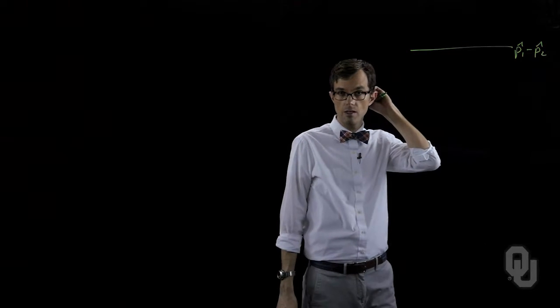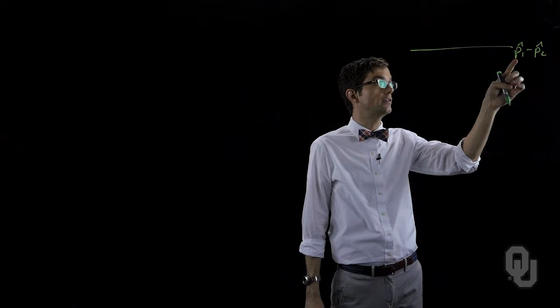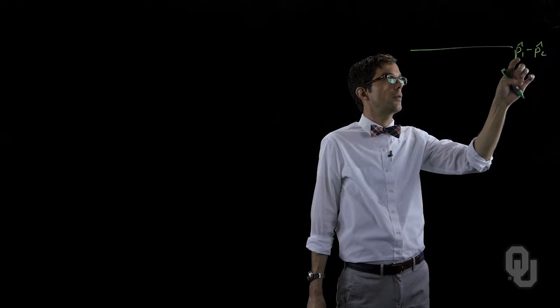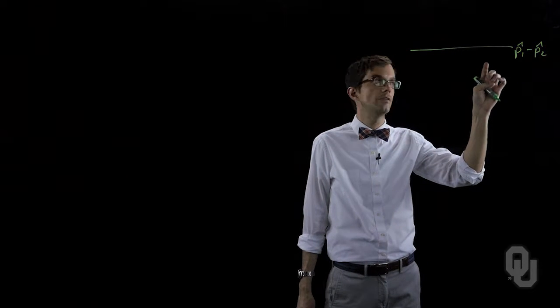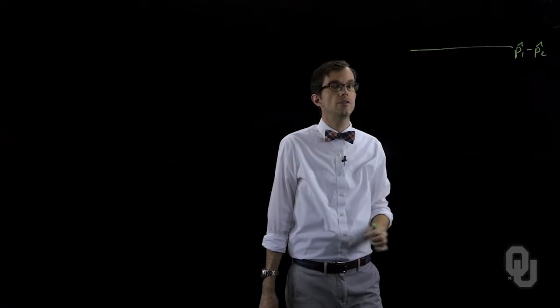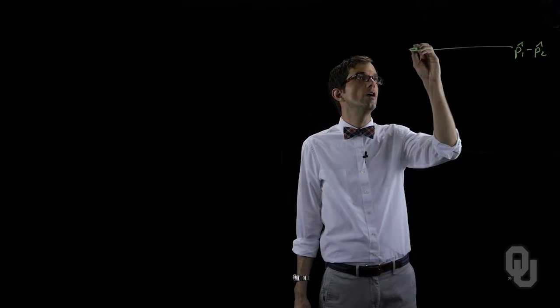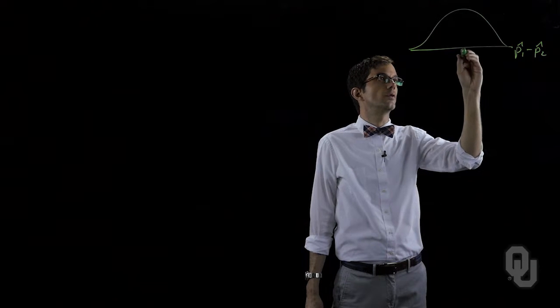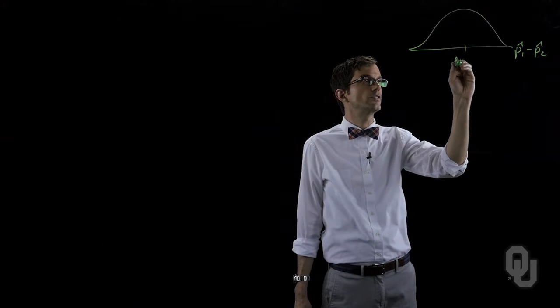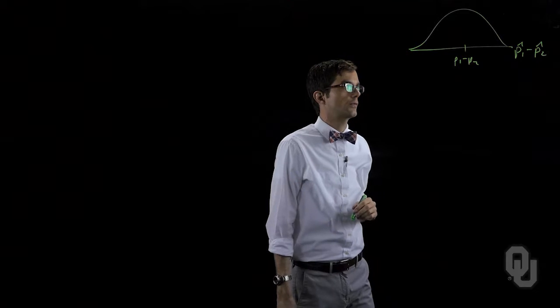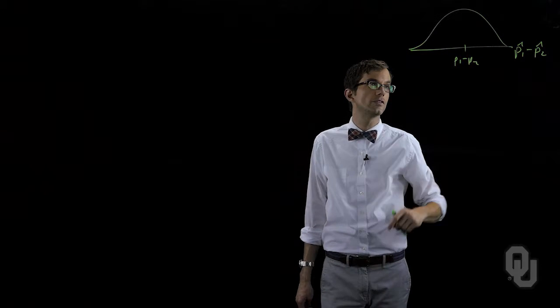Okay, so we've got a distribution for the differences in proportions. Difference in sample proportions, I should say. So our sample proportion for population 1 is P1 hat. Our sample proportion for population 2 is P2 hat. We assume a normal distribution, and the mean of this normal distribution is P1 minus P2. Okay, that is the population difference.